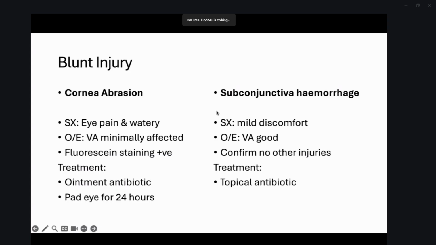For subconjunctival hemorrhage, the patient usually comes with a symptom of mild discomfort. Usually the visual acuity is good, and we need to confirm that there is no other injury. The treatment is quite simple, we just give a topical antibiotic.